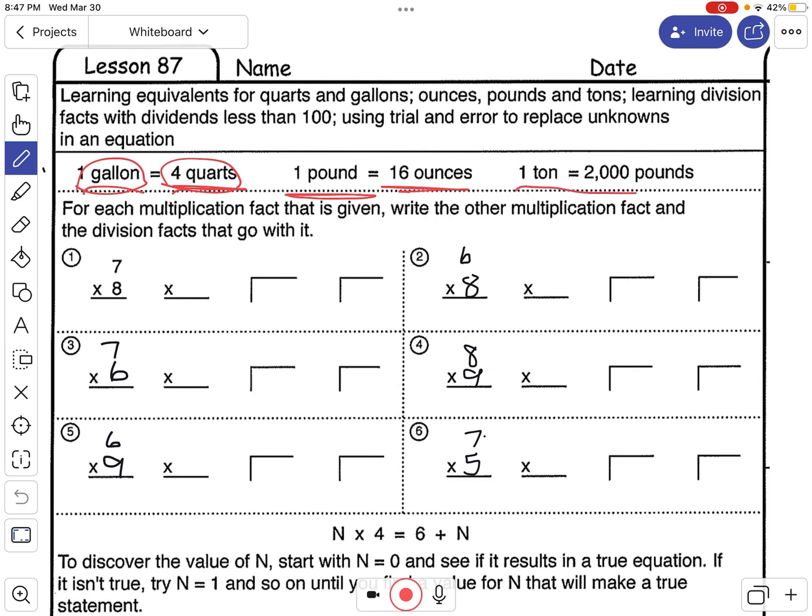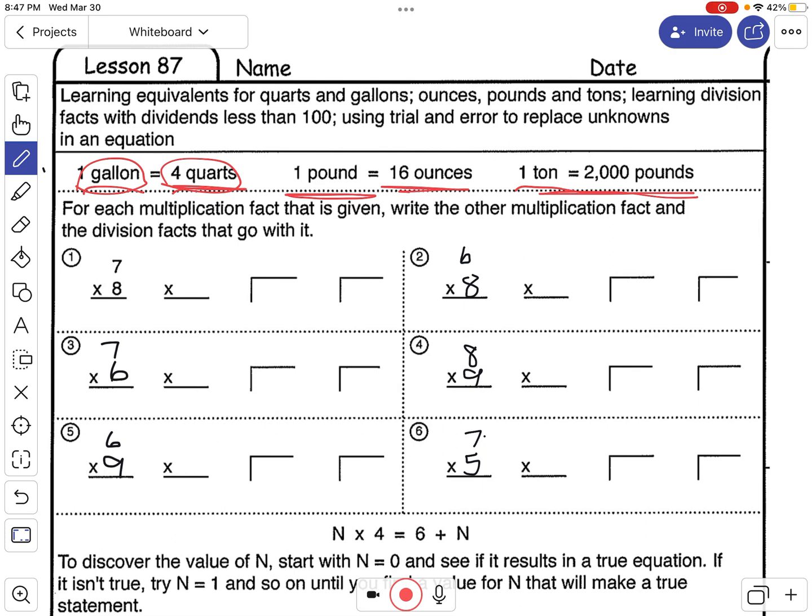1 ton is equal to 2,000 pounds. Now, the common thing that kids mess up on this is they think that 1 ton is 1,000 pounds, but 1 ton is actually 2,000 pounds. That's a lot. A grown man that is pretty decent size weighs about 200 pounds. So this would be like 100 men is 1 ton. It's a lot of weight.